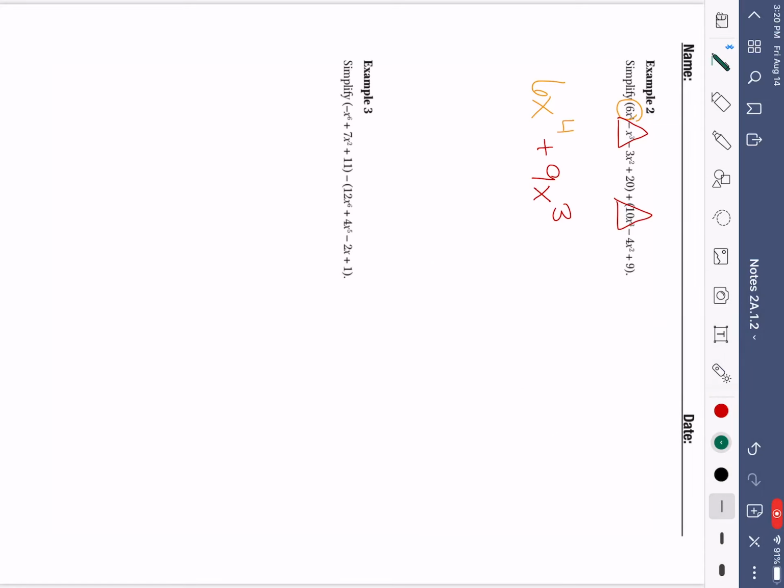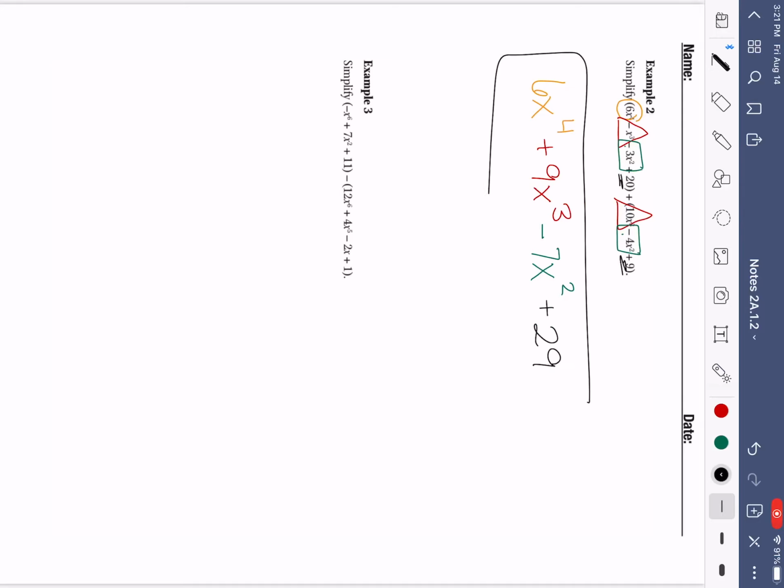So now I'm going to go to x squared. I'm going to put a square around it this time. I have negative 3x squared, negative 4x squared. So notice how they're both negatives. That means I'm going to keep it negative, but I'm going to add them together. 3 plus 4 is 7, and then we keep the x squared. Last up, we have constants. I don't know what shape to do this time. I'm just going to underline them maybe. I have a 20 and a 9. They're both positive, so I add them together and get 29, and that's just my answer.